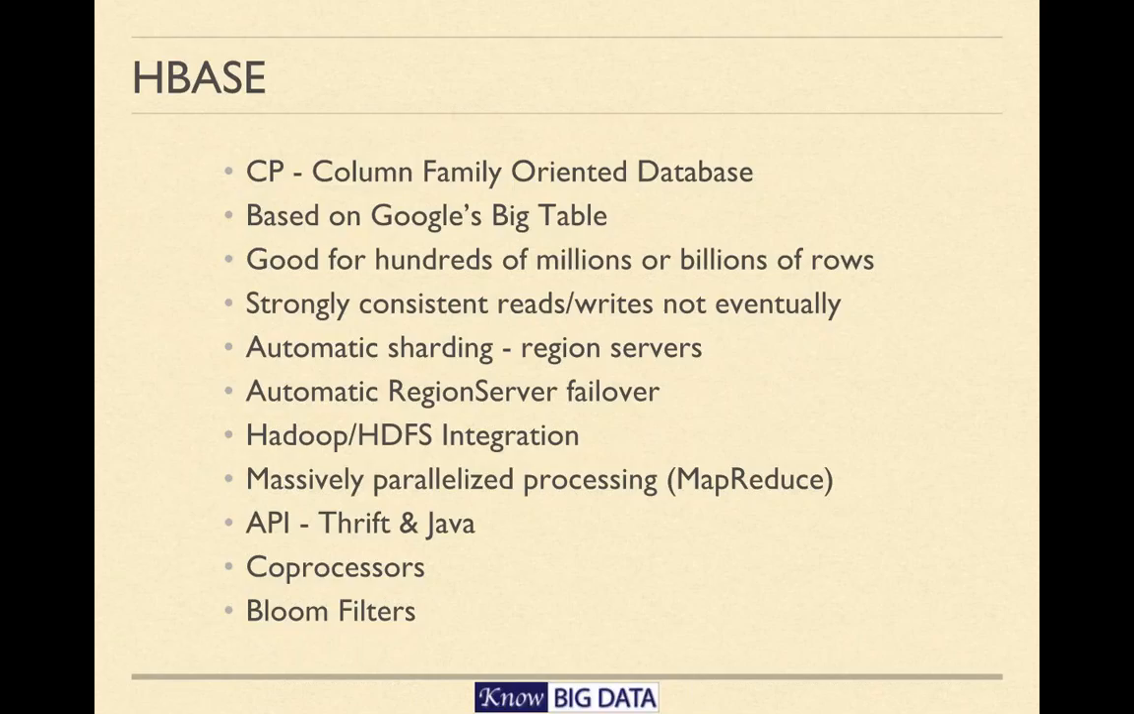It's a column family oriented database, meaning it can behave in both fashions, column oriented and row oriented. It is based on Google's Bigtable. It's good for hundreds of millions or billions of rows. It's strongly consistent. Reads and writes are not eventual. Unlike MongoDB, where the consistency is eventual, here it's strong.